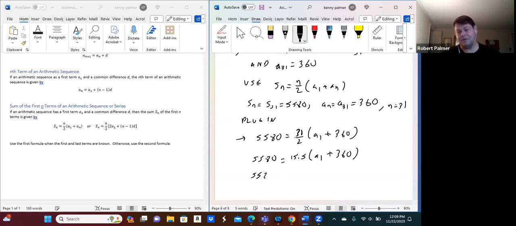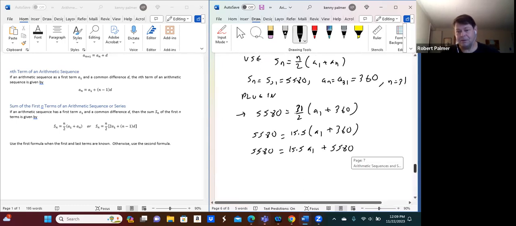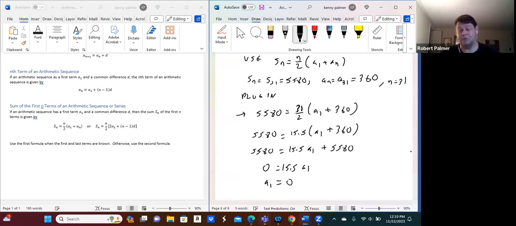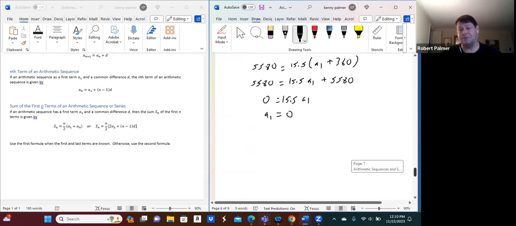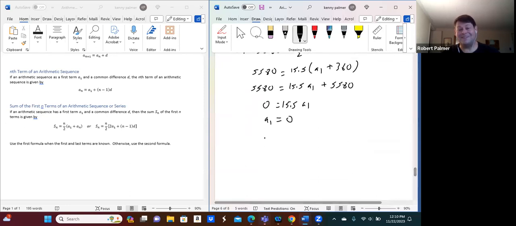So 5,580 is equal to 15.5 times A1 plus 15.5 times 360, which is 5,580. Interesting. And so if we subtract that, obviously we get 0 is equal to 15.5 A1, and that means that A1 is actually 0. It's interesting, not what we expected, but that's okay. You can start with 0. All right, now we need to find D.